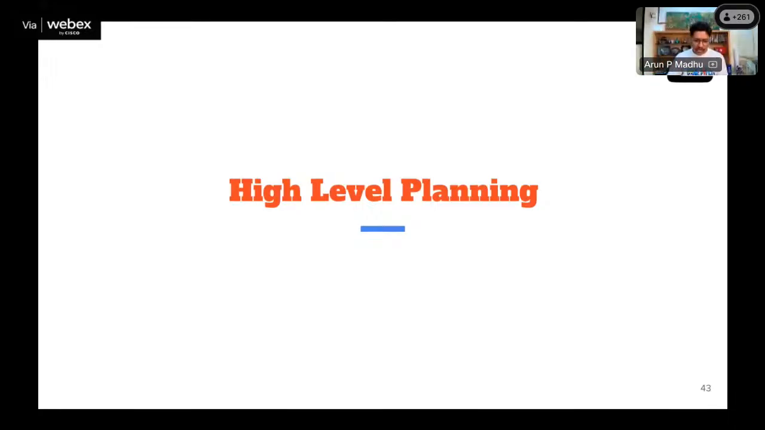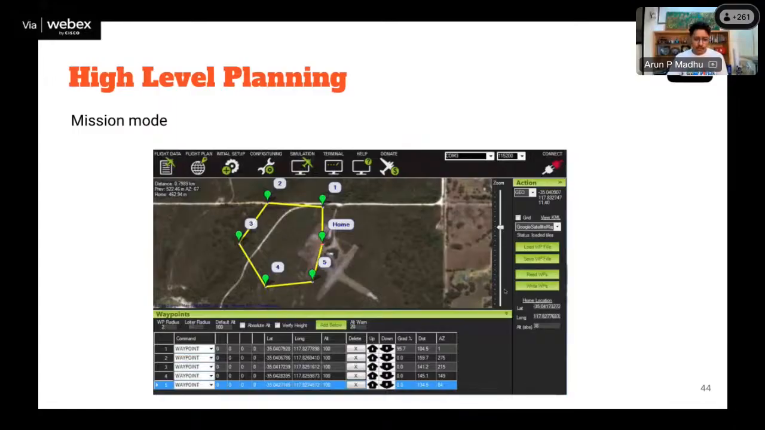High level planning means, let's assume your drone has GPS and you want to plan a mission. Like you have to go to these GPS locations, then come back to home. In a quick way, what high level planning means is you plan a mission for the quadcopter to start from a home position, go to one GPS coordinate, then another coordinate, then a third, fourth and fifth.